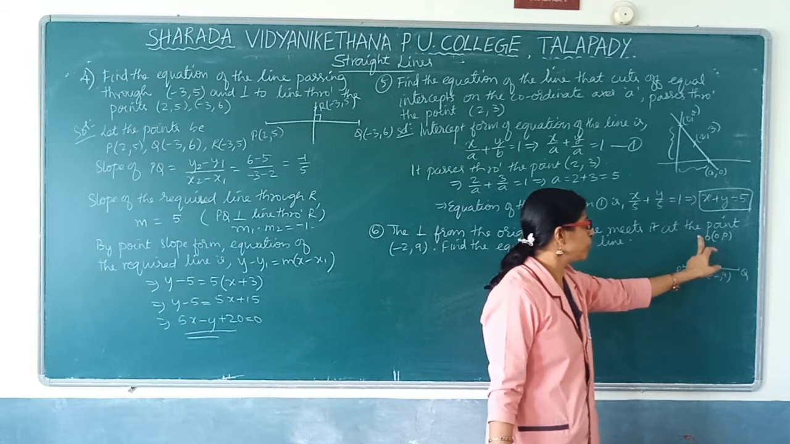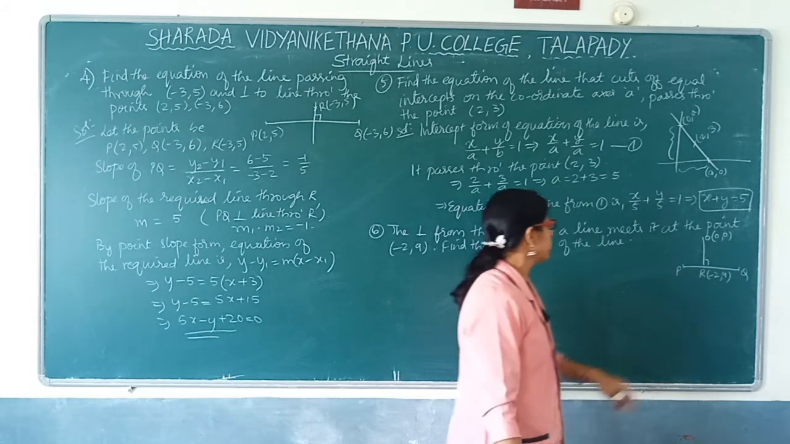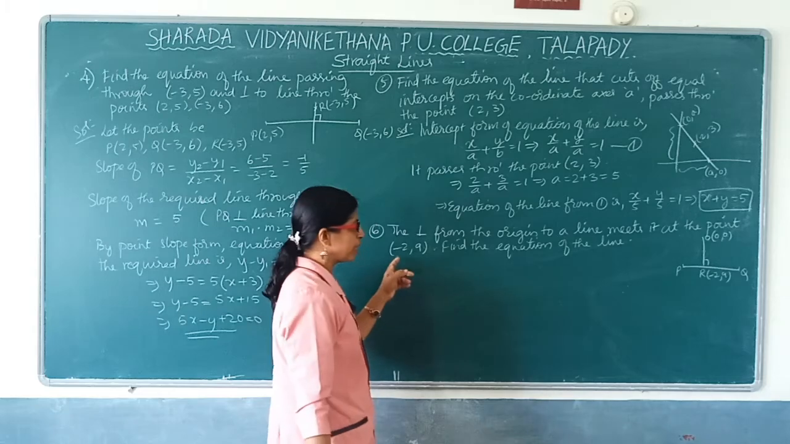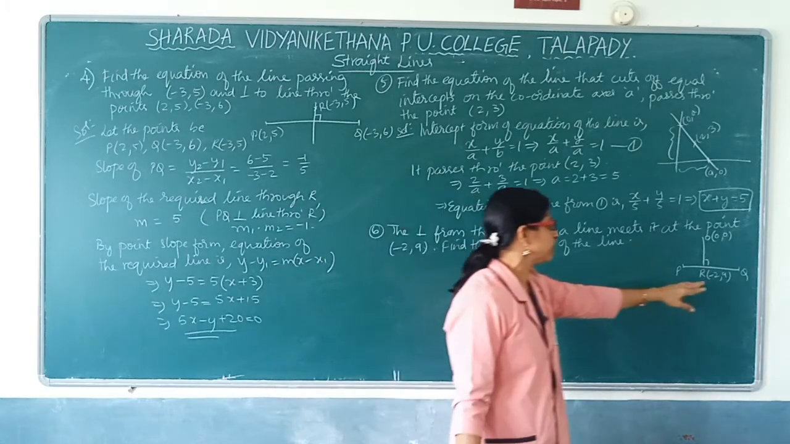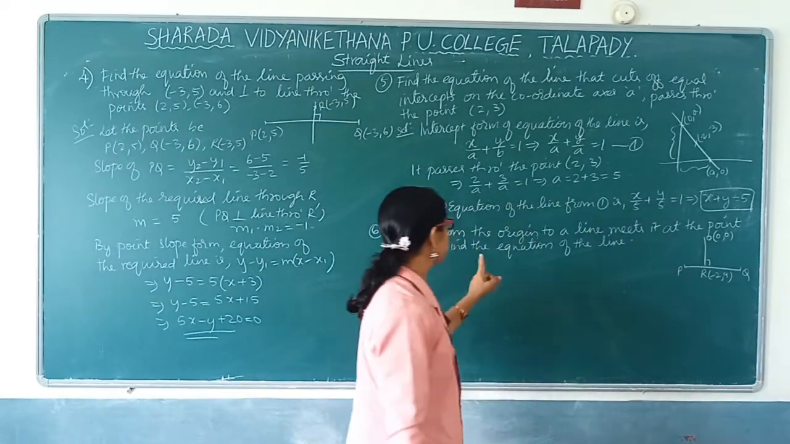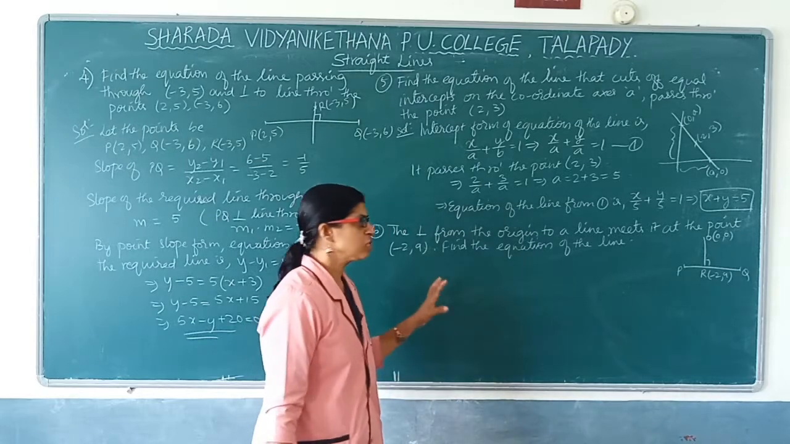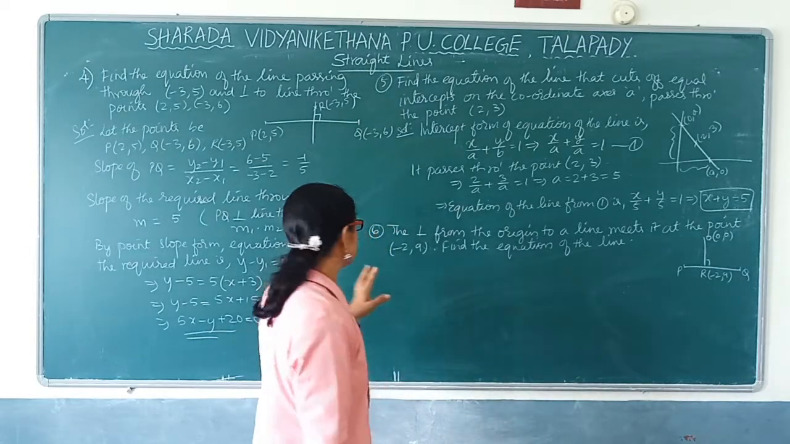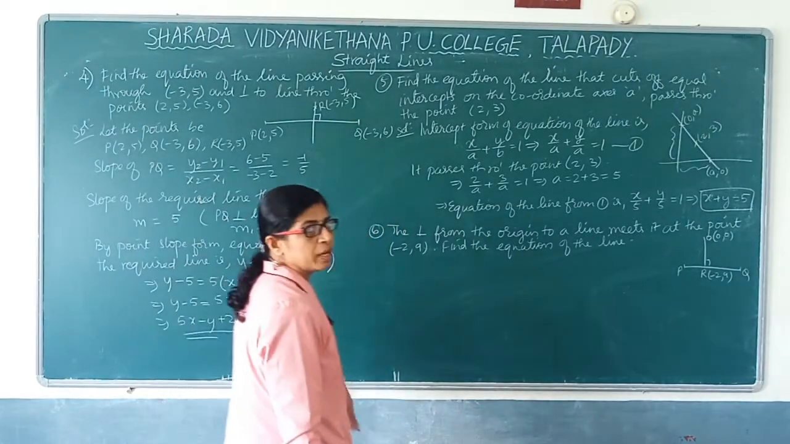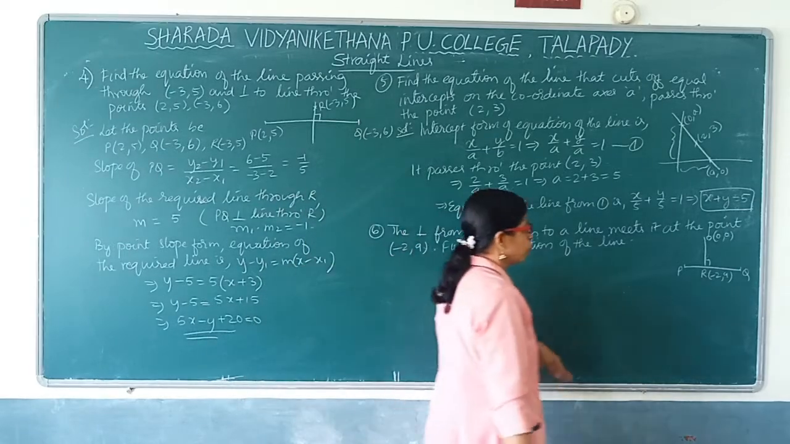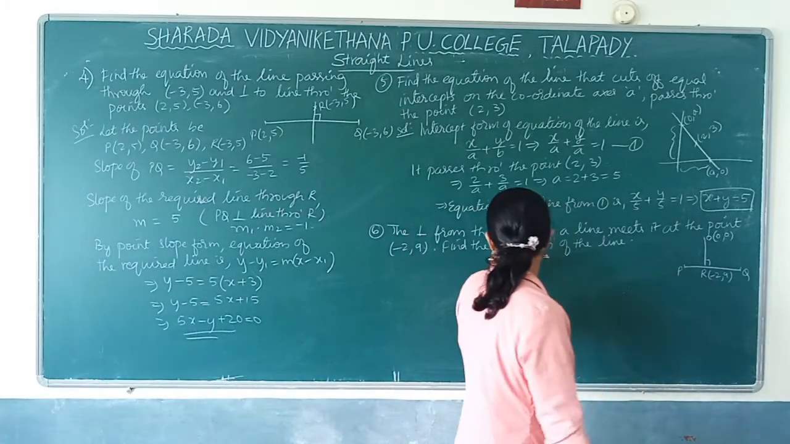0, 0. So the perpendicular from the origin to a line meets it at the point minus 2 comma 9. Find the equation of the line. Here this is almost similar to the concept we have applied in the previous problem: M1 M2 is equal to minus 1. We need to find the equation of the line.